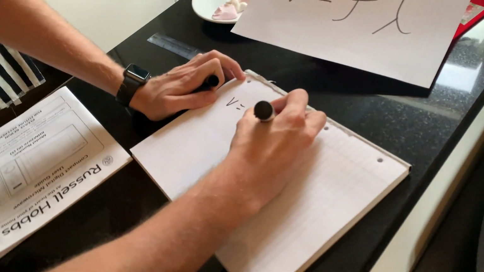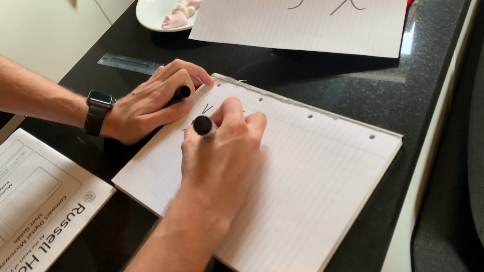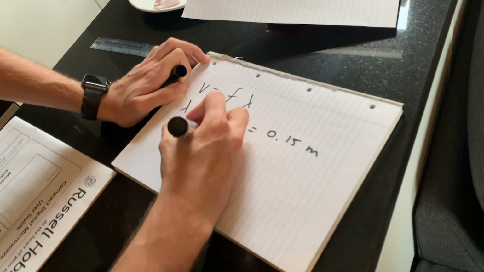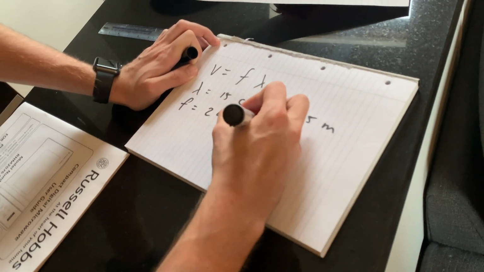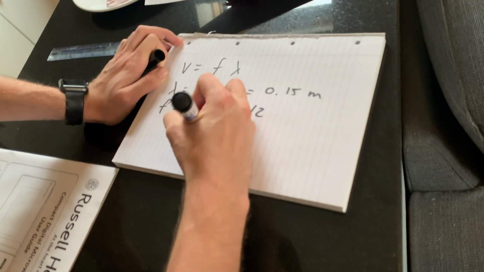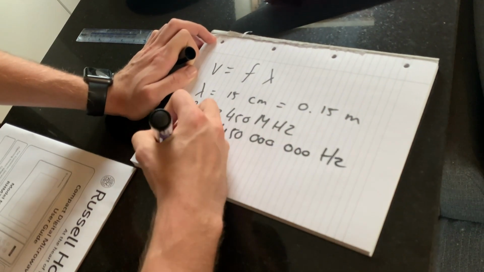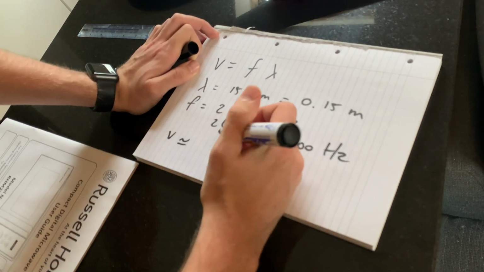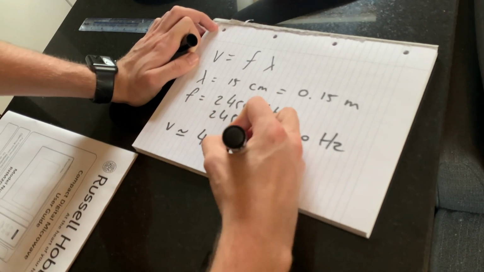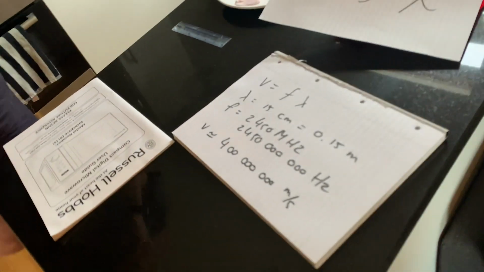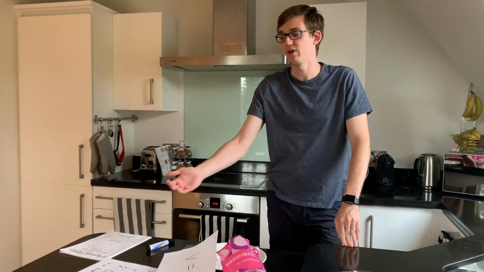V equals F lambda. We now know that our wavelength is 15 centimeters, or 0.15 meters. Our frequency, 2450 megahertz, or million hertz, so that is 2450 with an extra 6 zeros. Hertz. And when we calculate that, I found that my speed of light is approximately 400 million meters per second. As we know, speed of light about 300 million meters per second, so my measurement is quite close. It's in the same order of magnitude, the same number of zeros, so I'm pretty happy with that.